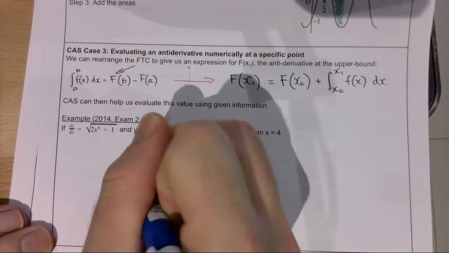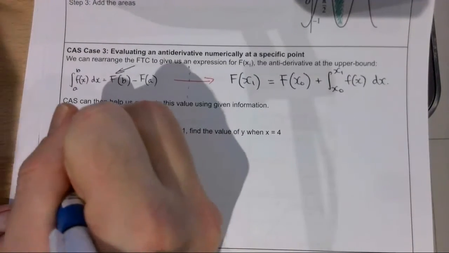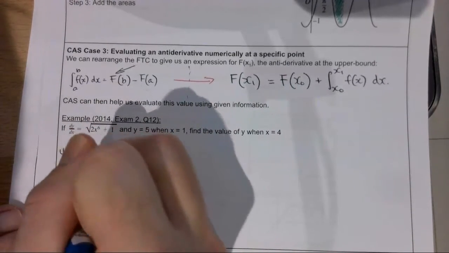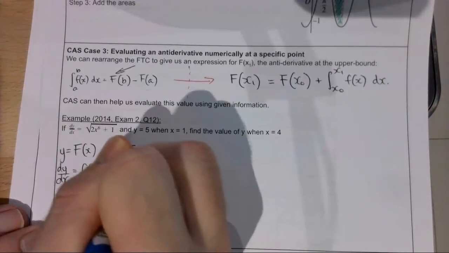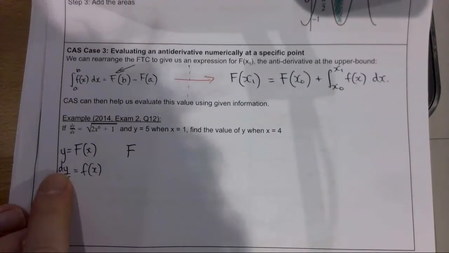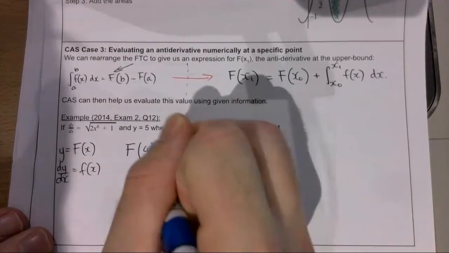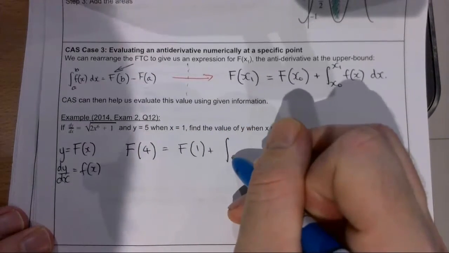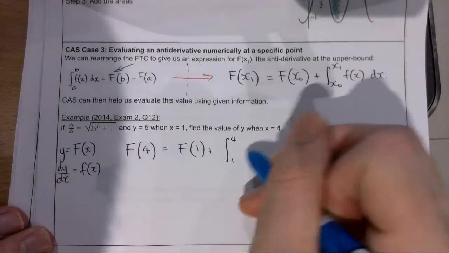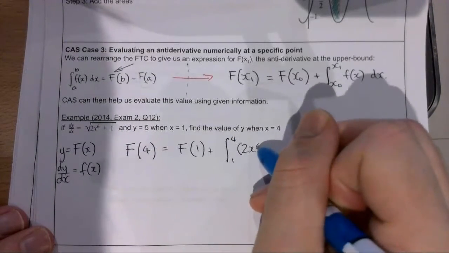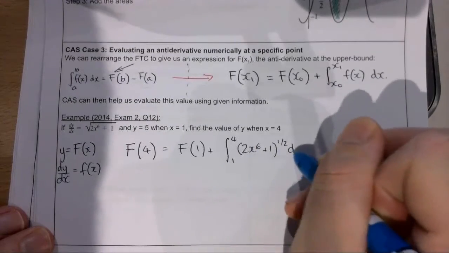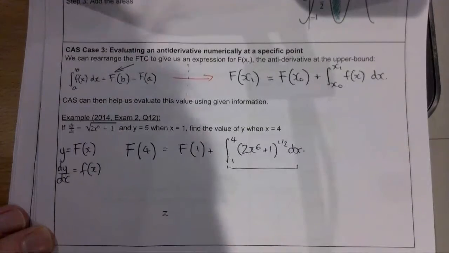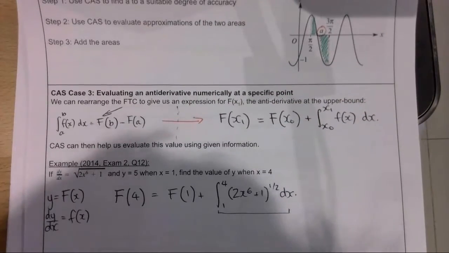So what we're saying here is that the function y equals big F of x, right? This is the antiderivative where dy by dx is little f of x. And so big F of 4 equals big F of 1 plus the integral of 2x to the power 6 plus 1 to the power half dx. Put this into our CAS, give us our answer. Happy days.